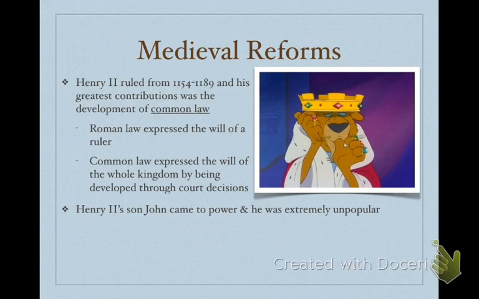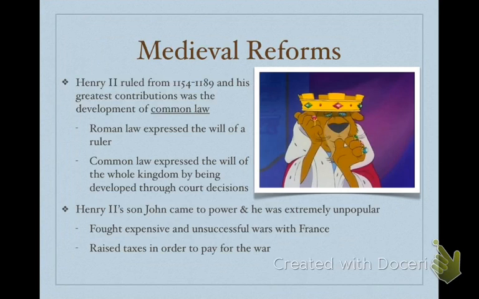So Henry II, he was a good king, everyone loved him, and that idea of common law was in place in England, but he had a son named John. You might have seen this guy before if you saw Robin Hood, the Disney movie, that's him. Henry II's son John came to power, and he was really unpopular. He fought really expensive and unsuccessful wars with France, so not only did they spend a lot of money, but he also lost them, so that doesn't make people happy. And he raised taxes, meaning a lot of people had to pay more money in order to fight this war with France. So pay a lot of money, and they don't win.